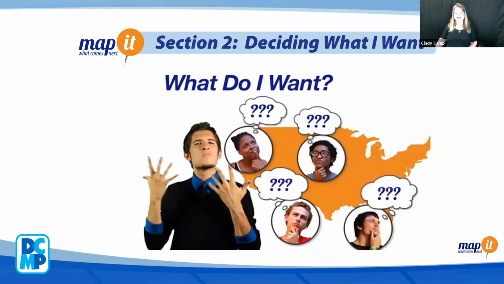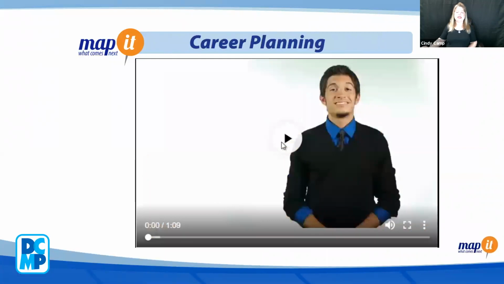In section 2, the important question of what do I want? As I said, you know, some students pick a career based on one aspect alone. And we want them to choose a career that they can be satisfied and fulfilled and earn enough money to be independent. And that will last them a lifetime. That's not always easy. So we talk about career planning, and let's watch this video.